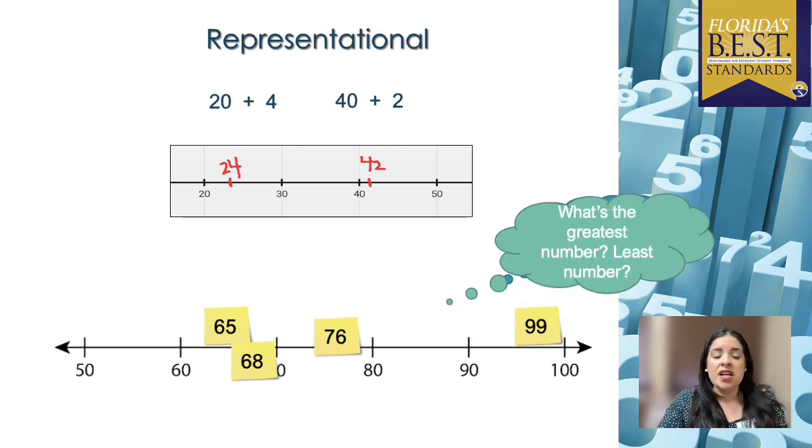And then from here, think about how we can make connections to having them order numbers. So which number is the greatest? Well, the number that's closest to 100, not closest to 0. The number that's all the way to the right is the greatest. Which number is the least? The number that's all the way to the left or closer to 0. Now, could a student use their number line to now order these numbers from greatest to least? Absolutely, which is why this is a great representational strategy for students.